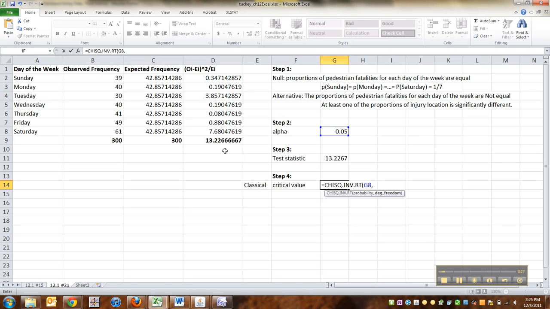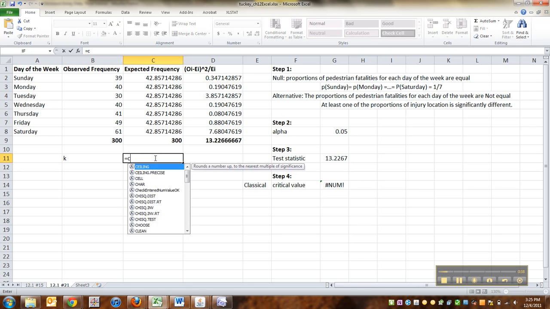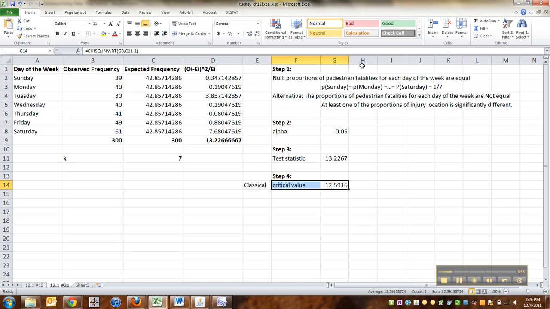I'll put it right here somewhere. Okay, degrees of freedom. N would be equal to, actually it's K, the count of the number of categories you have, which of course in this case would be 7. Okay, so 7's not our degrees of freedom though. It's that much minus 1, which would be technically 6. All right, so there's our critical value.